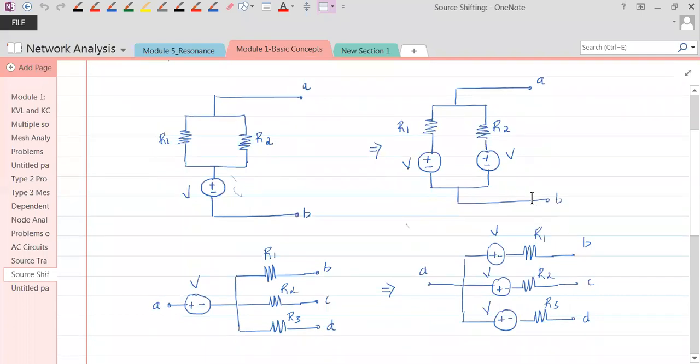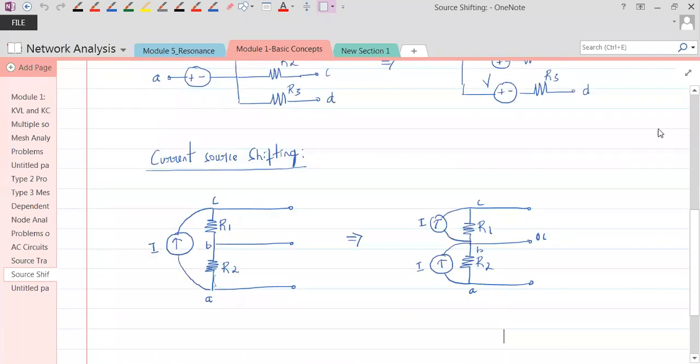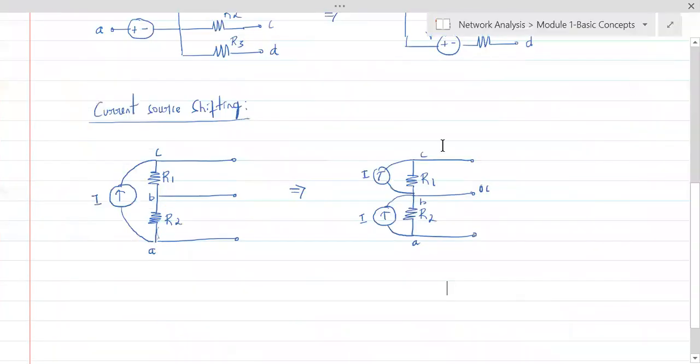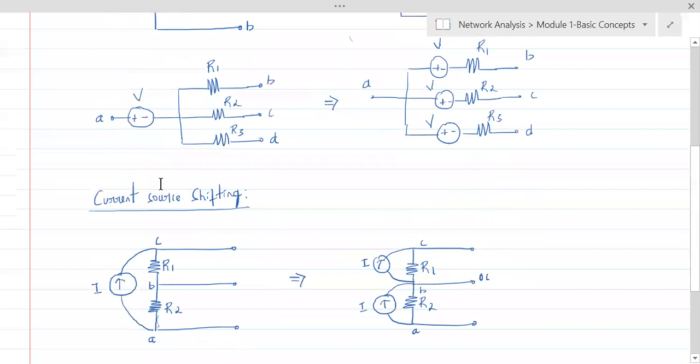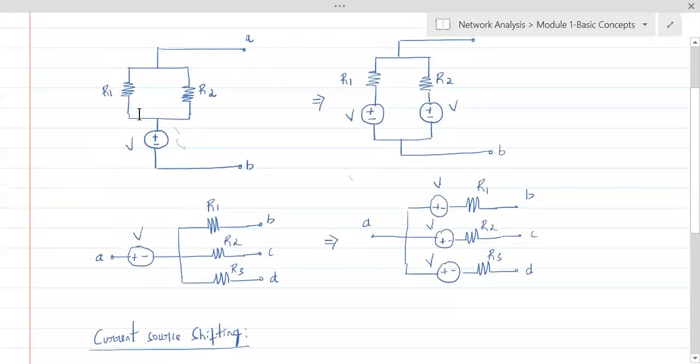Voltage source shifting and current source shifting is what we are looking at. Let me tell you just once again that voltage source shifting and current source shifting are required when the transformation of sources is not possible. So we have to shift the source so that the transformation becomes possible. How is the transformation becoming possible here?